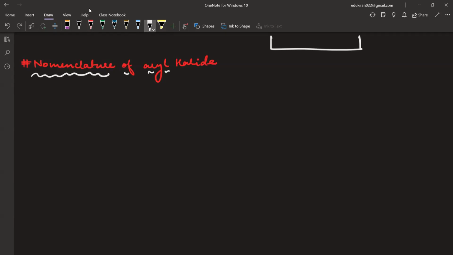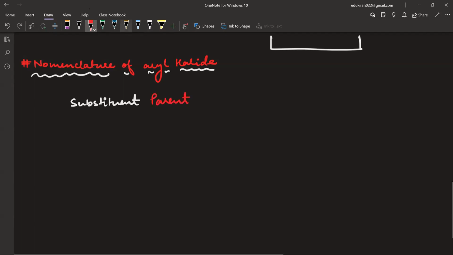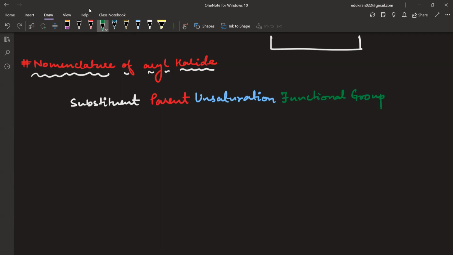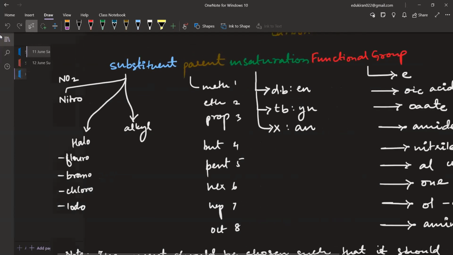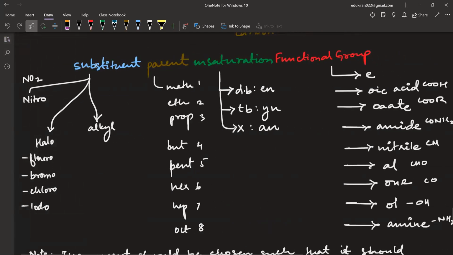Now, since Zad, you were not present in the last class, there is a way of writing nomenclature of each and every compound. The IUPAC name of everything may contain substituent, and after that, we name the parent. And after that, we name the unsaturation. And then at the end, we write the functional group. So maybe if you refer to yesterday's lecture, it will be better for you. Yesterday we discussed how to do this nomenclature using this method: substituent, parent, unsaturation, functional group.